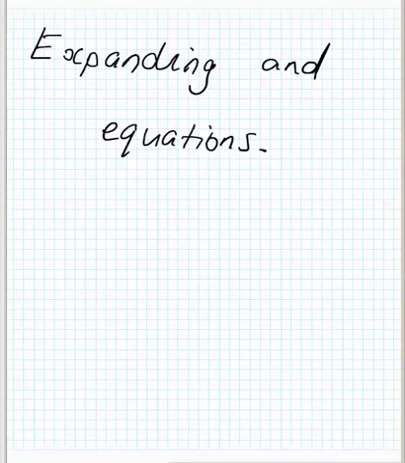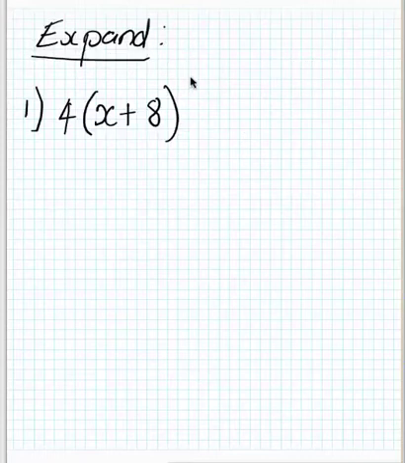Hi, so this session is on expanding, and then also it involves expanding when it comes to equations as well. So when it comes to expanding, we know there are brackets involved, and we have to get rid of these brackets. And to do that, the number on the outside, which is in this case 4, is multiplied with everything inside the bracket. So the variable, in this case x, and the number 8.